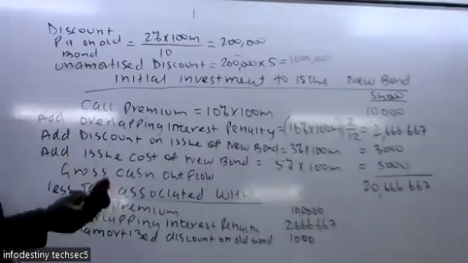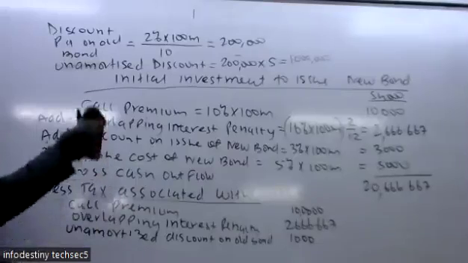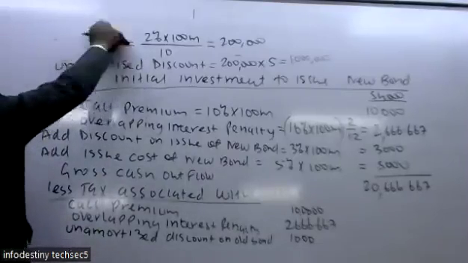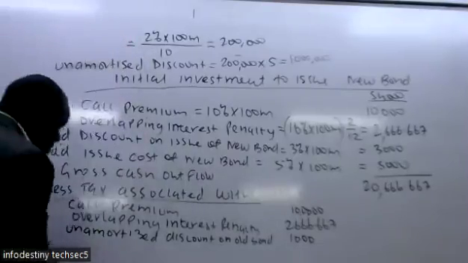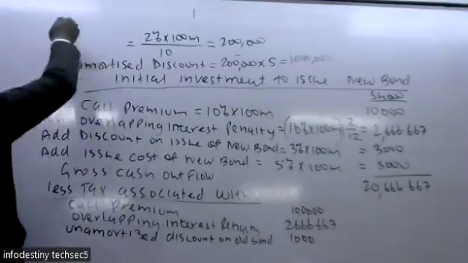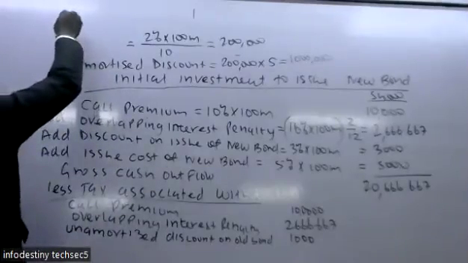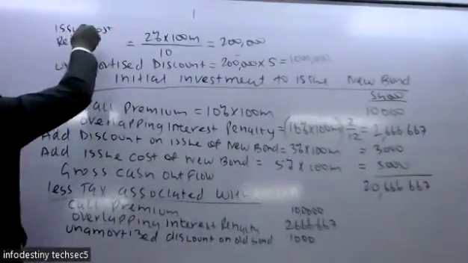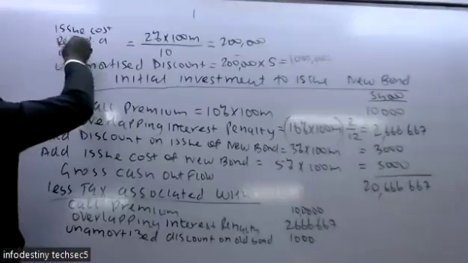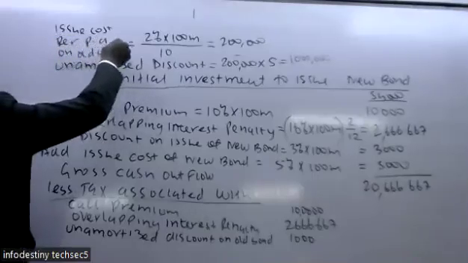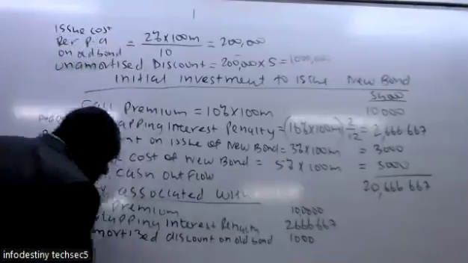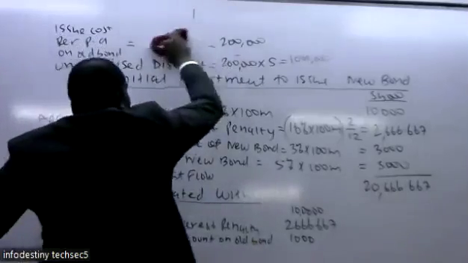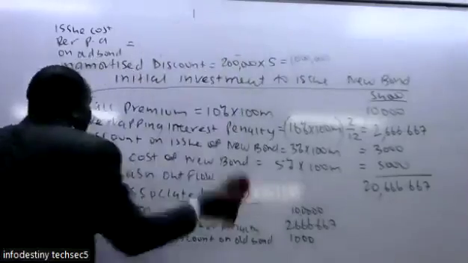We also do another working where we also calculate the issue cost per annum on the old bond. We also compute the issue cost per annum also on the old bond. So you check in the first paragraph.